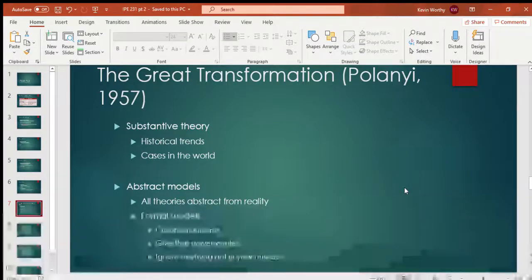So how do we look at that? We're going to look at historical trends, and we're going to look at cases in the world. A lot of times when we look at cases in the world, New York is a great example because it's this huge economic center, and then the automobile comes around and the whole world changes, where it becomes a global center.